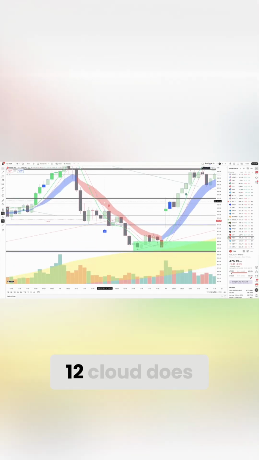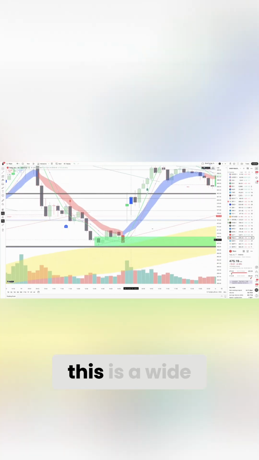The 12 cloud does the same thing. Price got under it. We got an open and closed candle, full body and wick under the 12 cloud. Price consolidated. It pushed up. And this was your reload zone for push. It pushed into it, rejected right off of that 12 cloud, pushed down again, came back up, rejected right off of the 12 cloud, came down again, right?